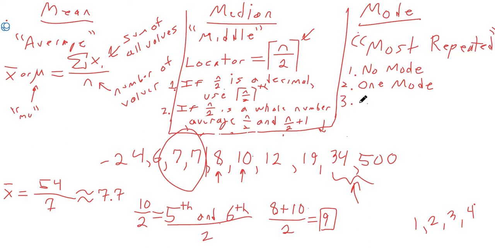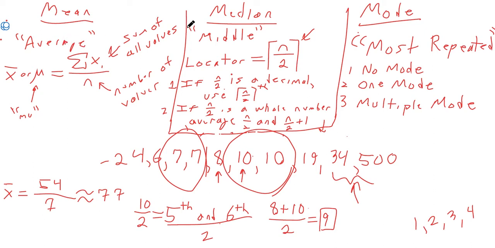I could have also multiple modes. And I would have multiple modes if there is a tie between values that are repeated the most. For example, if this 12 here was changed also to a 10, then I would have an instance where I have multiple modes. I'd have 2 7s and also 2 10s. I have 2 numbers that are tied for being repeated the most amount of times. So I would have 2 modes in that case.